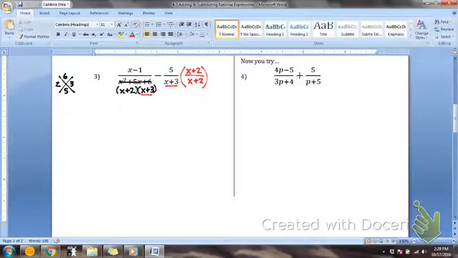Now, are the denominators the same? Do I have an x plus 2 and an x plus 3 with both of them? I do. So that becomes my LCD. So you're going to tell me, and you have to tell me what your LCD is: x plus 2 times x plus 3. Did we change the first fraction at all? We didn't, right? So we're going to rewrite the first fraction over LCD.